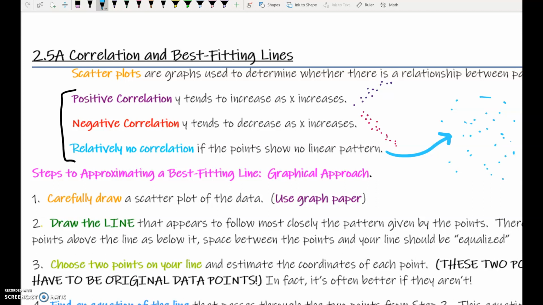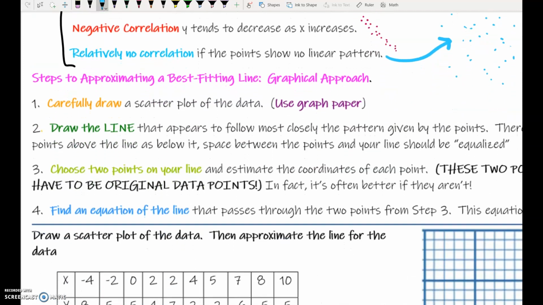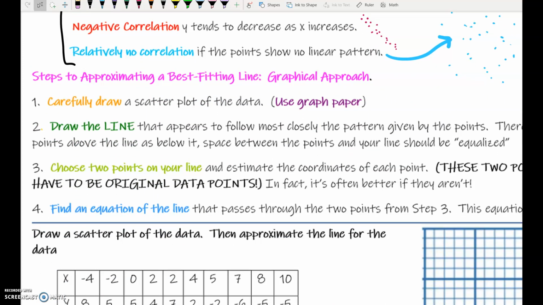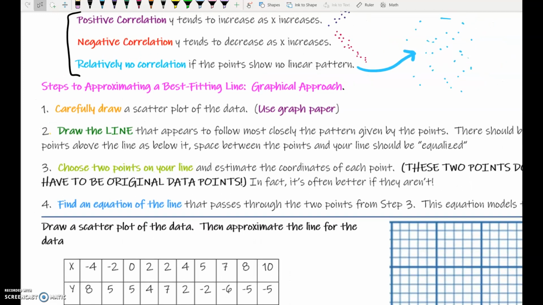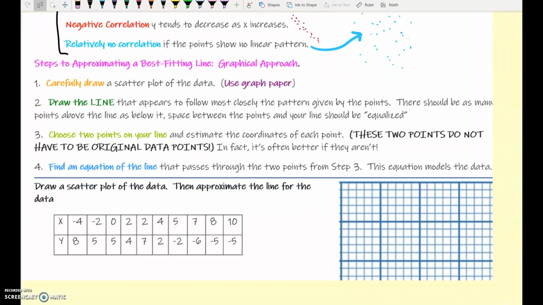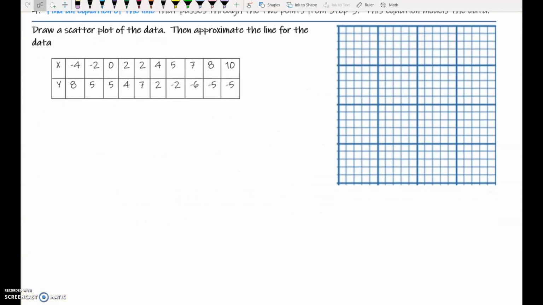So on your assignment, the first three problems are just going to be asking positive, negative, or no correlation. You just have to see how scattered that data is, if it looks positive or looks negative. Okay, the steps to approximating a best fitting line are written here, but I'm just going to go through them because I think it makes more sense just to do the example.